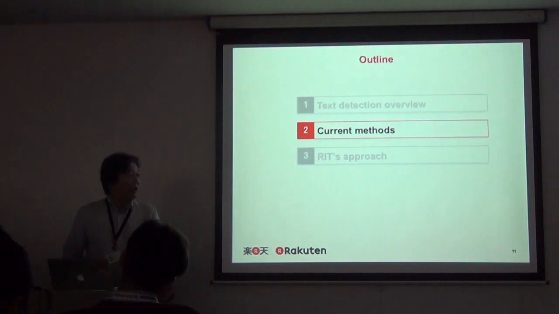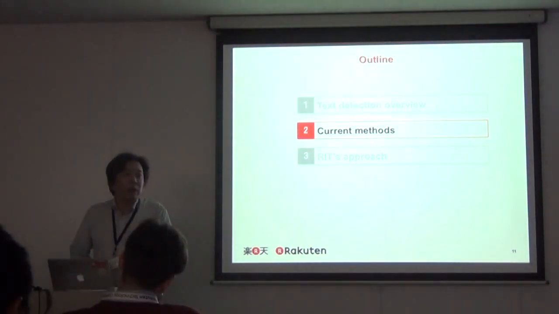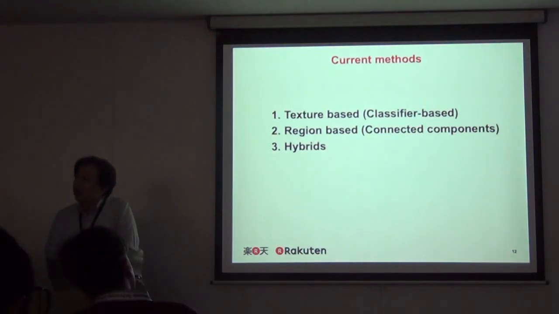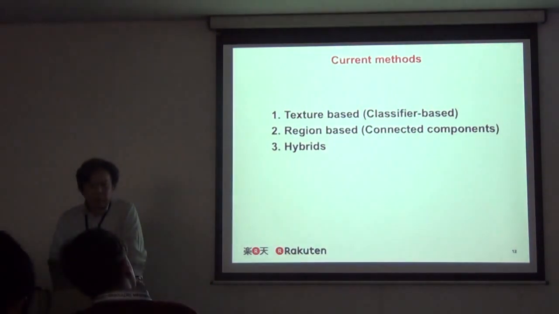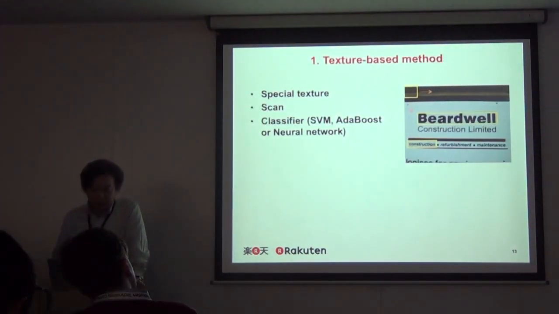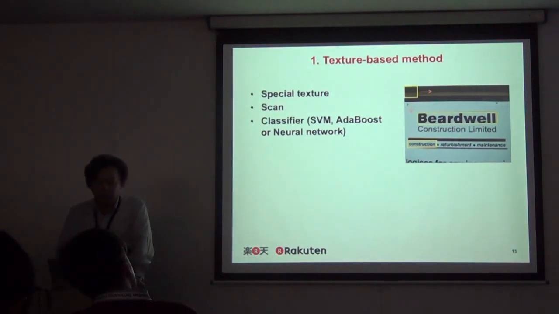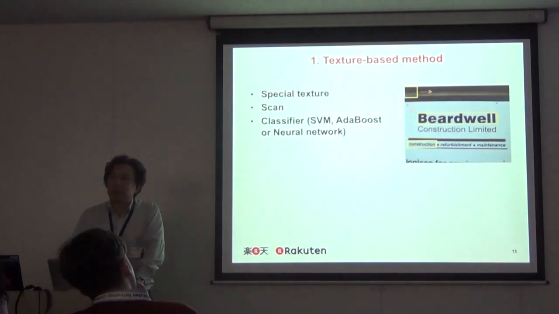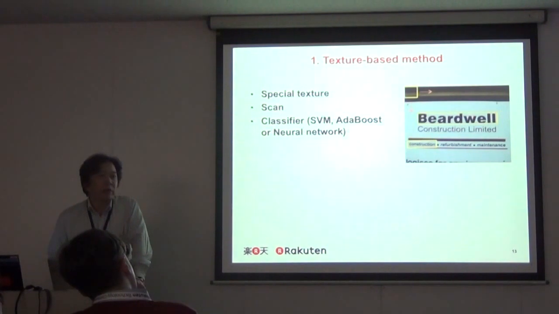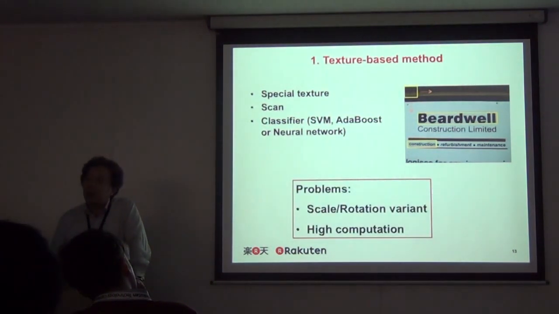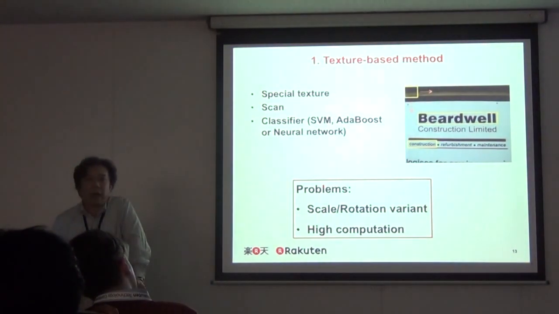So we're going to review some current methods in academia. The current methods can be divided into three types: text-based, region-based, and hybrid. I'm going to describe these methods. The first type is called the text-based method. It tries to find spatial texture by scanning a window across the image, using classifiers based on machine learning techniques. But there are problems. They are not scale and rotation invariant. Then the computational cost is high.